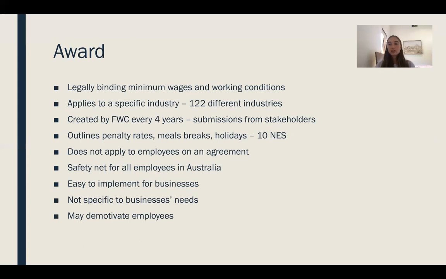So the award applies to all employees unless they are on an agreement, which we'll talk about in a second. So the award is the safety net. Anything below the award is illegal. It's the minimum pay and working conditions that can be provided to employees in Australia. The award is good because it's very easy to establish. You just pay employees what the Fair Work Commission says. There's no negotiations or anything like that.